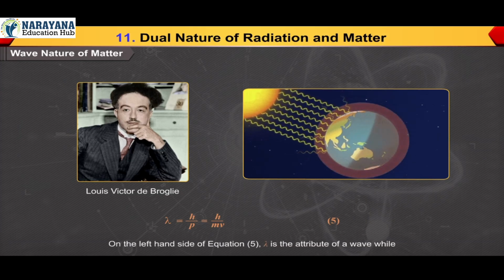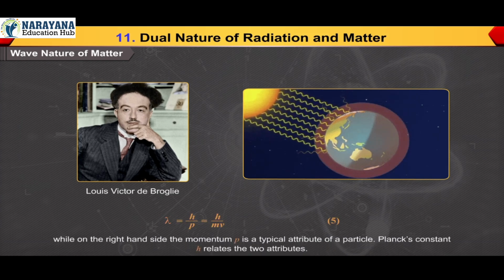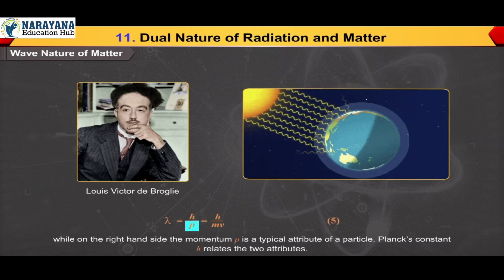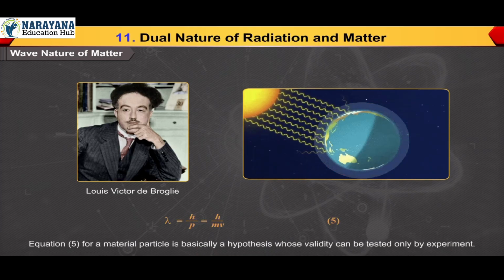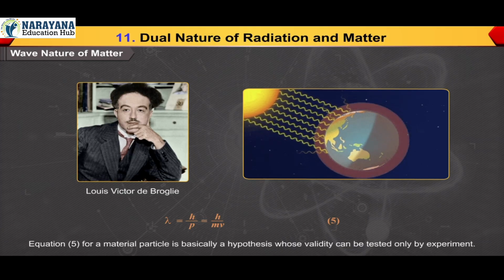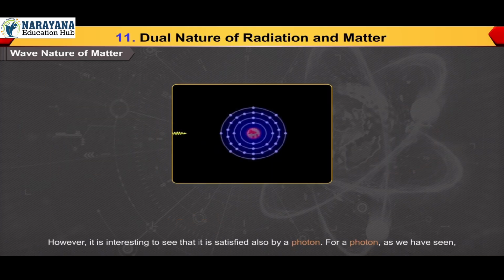On the left-hand side of equation 5, lambda is the attribute of a wave, while on the right-hand side the momentum p is a typical attribute of a particle. Planck's constant h relates the two attributes. Equation 5 for a material particle is basically a hypothesis whose validity can be tested only by experiment. However, it is interesting to see that it is satisfied also by a photon.